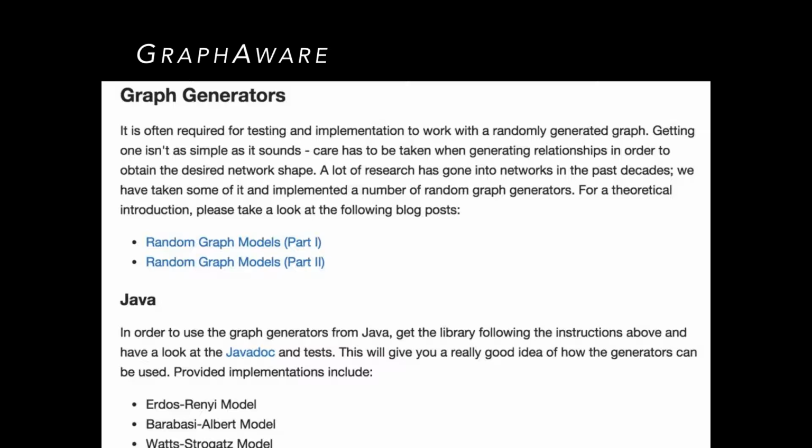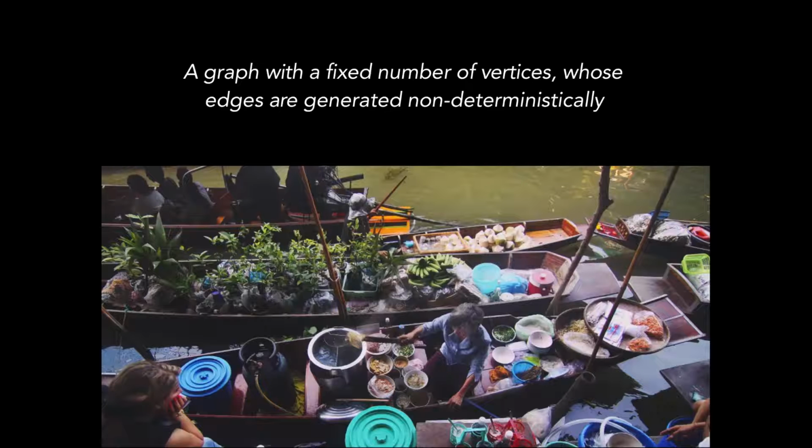And one more thing I want to draw attention to is at the bottom here, this list here. Provided implementations of graph generators include Erdős-Renyi models, Barabási-Albert models, etc. So what we mean by the different ways of generating these graphs, if we go back to our definition, a graph of a fixed number of vertices which are generated non-deterministically, is that it's the method of determining how your non-deterministic edges are determined. Essentially, how do you put the edges onto your graph?